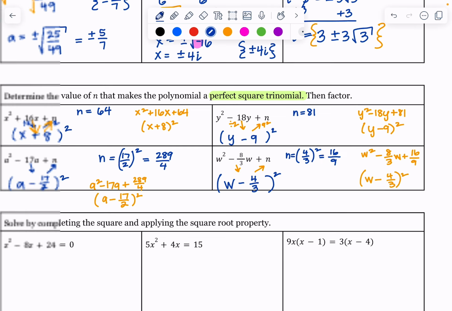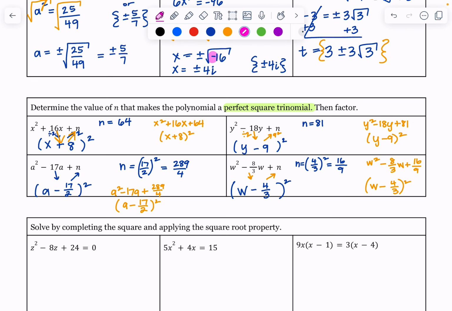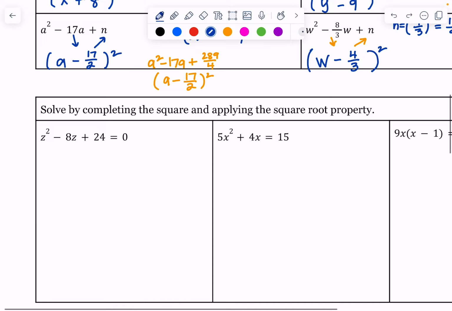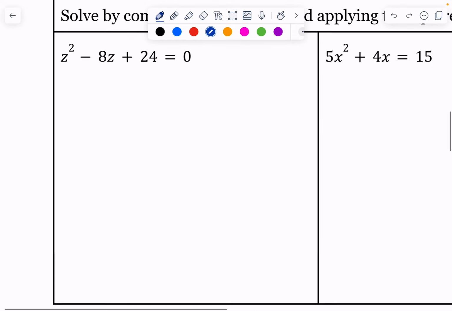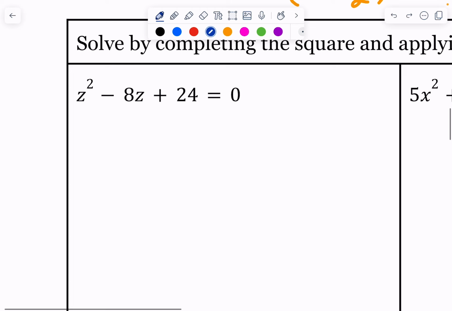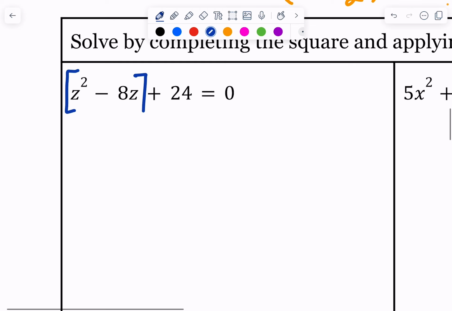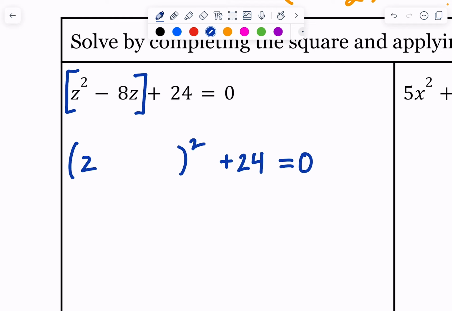Awesome, so we're going to take what we learned in this section and apply it to actually solving a problem. It says solve the problem by completing the square and applying the square root property. So for this one, we need to make these first two terms into a perfect square. So I'm going to write z squared, and we still have this plus 24 equals 0. I'm going to use a different color just so you can see what we're doing here. We're going to divide 8z by 2, so I would get, or 8 by 2, and I get -4. And then when I bring it back up, I'm going to square it.